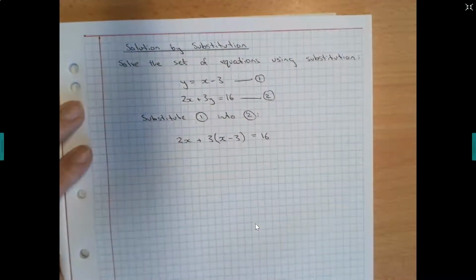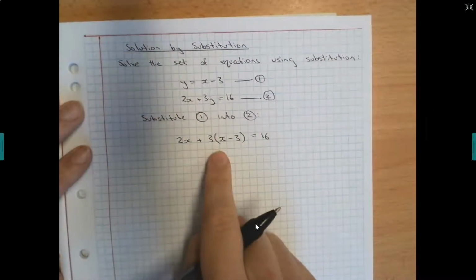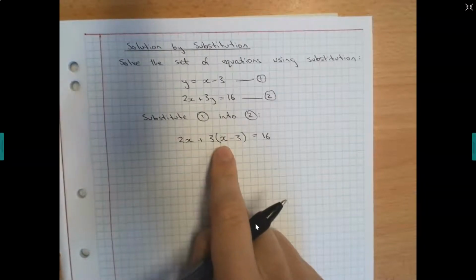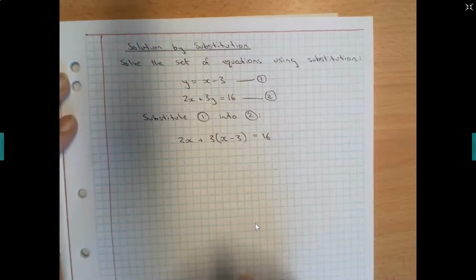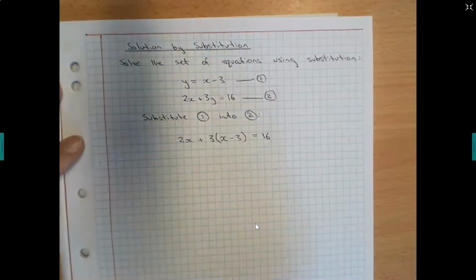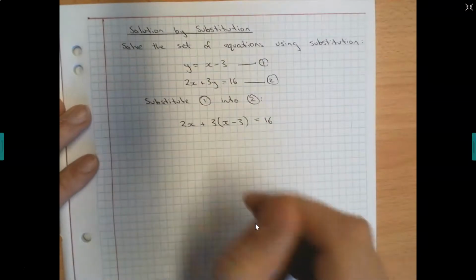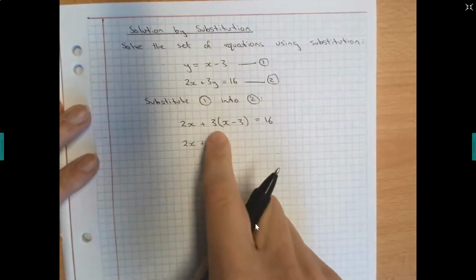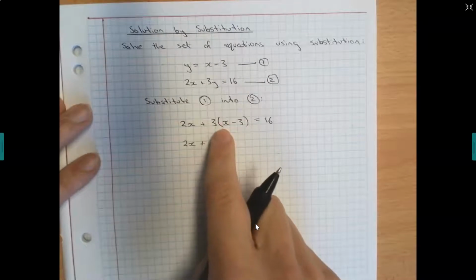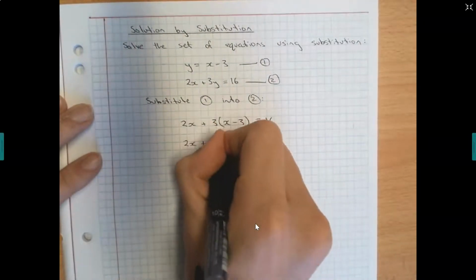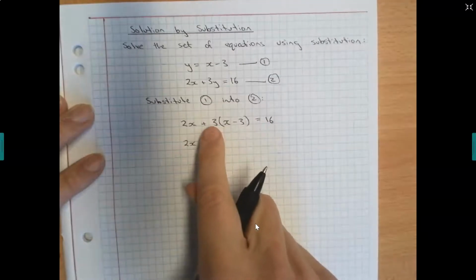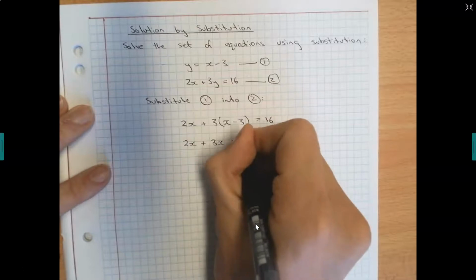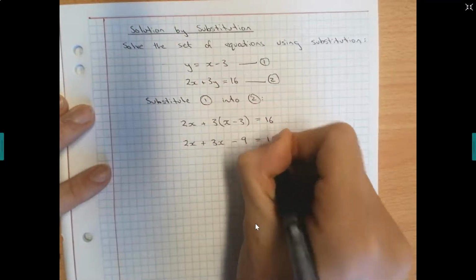Now it's just a matter of simplifying the left-hand side of my equation. So I need to expand these brackets, collect like terms, and then solve for my unknown value of x. And then I can use that value of x to find my value of y. So my 2x is going to remain as is. Now we have to use the distributive law to expand these brackets. So I'm going to go 3 times the x, which is 3x. And then 3 times negative 3 is minus 9, is equal to 16.